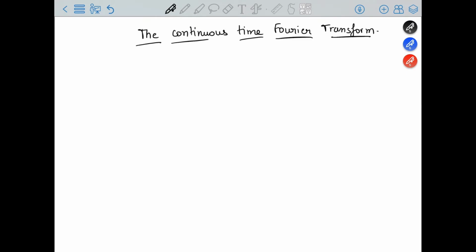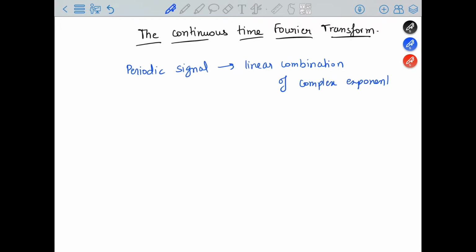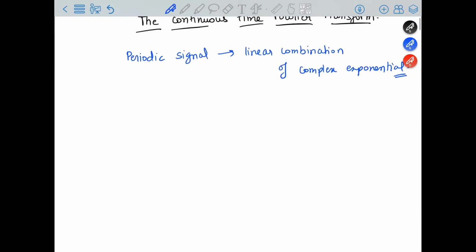So in the previous video, when we were discussing the Fourier series, we saw the representation of periodic signals as a linear combination of complex exponentials. So we deduced that any periodic signal can be represented as a linear combination of complex exponentials, and we derived the formula as well, and we will see those terms in this video also.